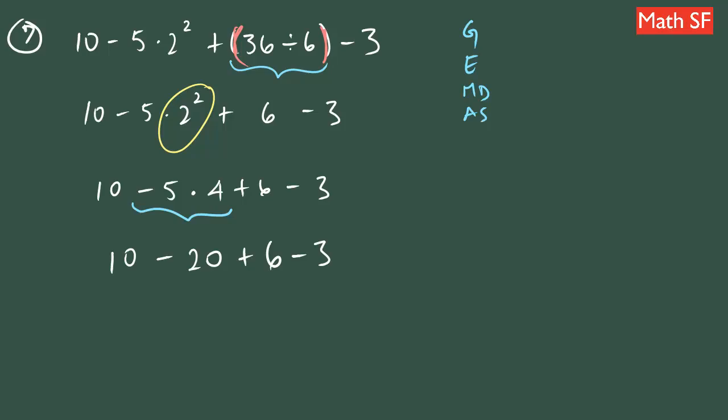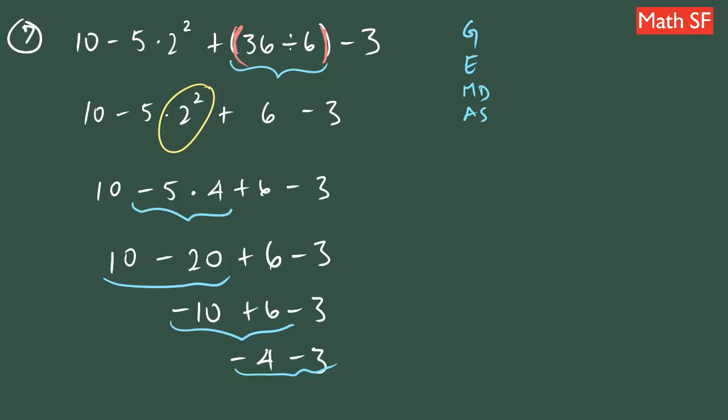Now, let's do this part here. So 10 minus 20 should give you -10. And now plus 6 minus 3, or you could have done it all at once. So this and this will combine to -4 minus 3, and all of these will combine to -7 as the final answer.